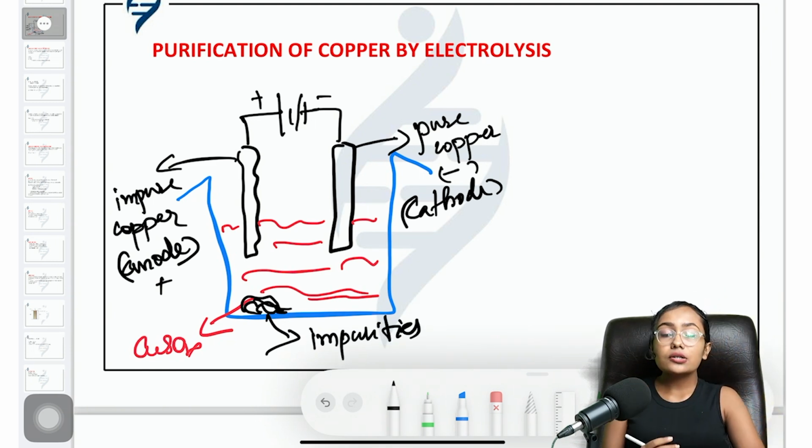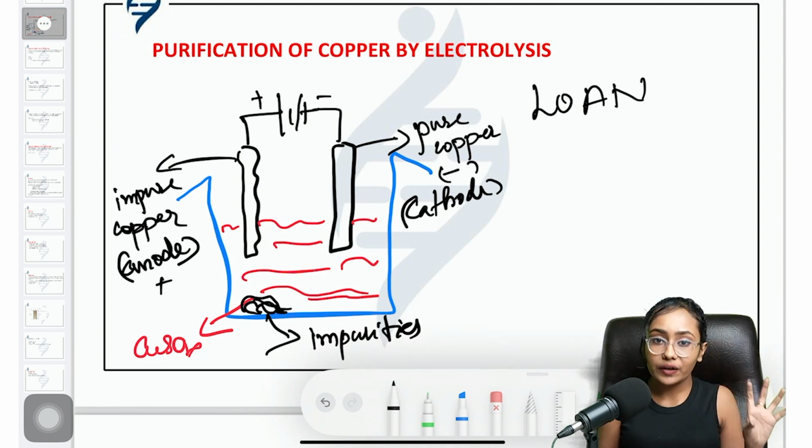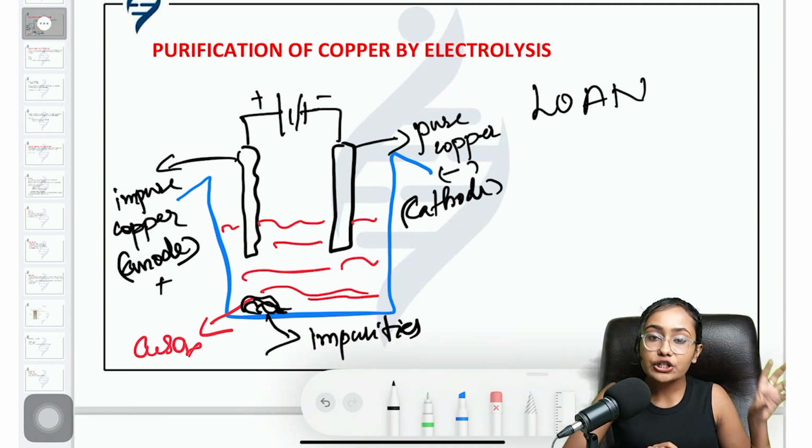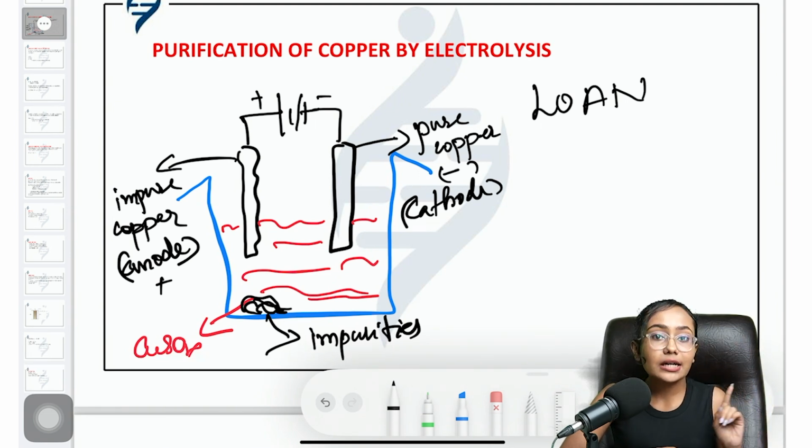So one of the differences between an electrolytic cell and an electrochemical cell is this. In electrochemical cells we have learned a trick, LOAN: L for loss of electron on the left side, O for oxidation, A for anode, and N for negative charge, which means in electrochemical reactions, the anode is assigned a negative charge.